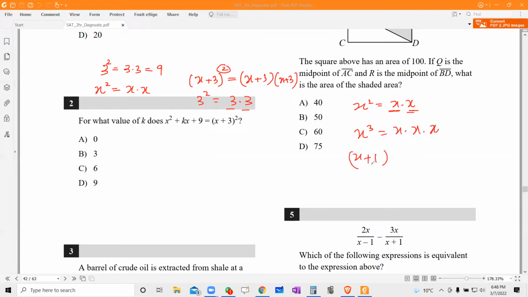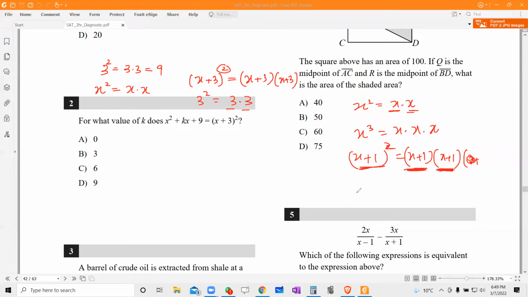Like x cubed will be x times x times x. X plus 1 squared will be x plus 1 times x plus 1, because you're having this as squared. Square means this term is multiplied with itself. Are you understanding, or should I repeat it?